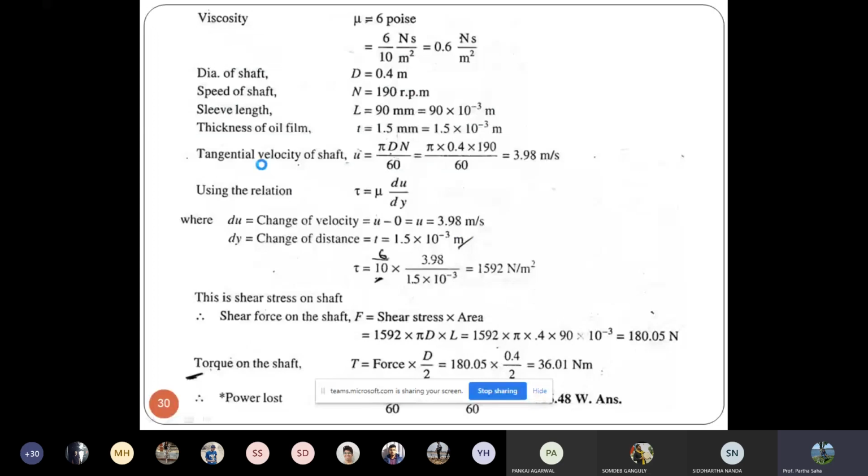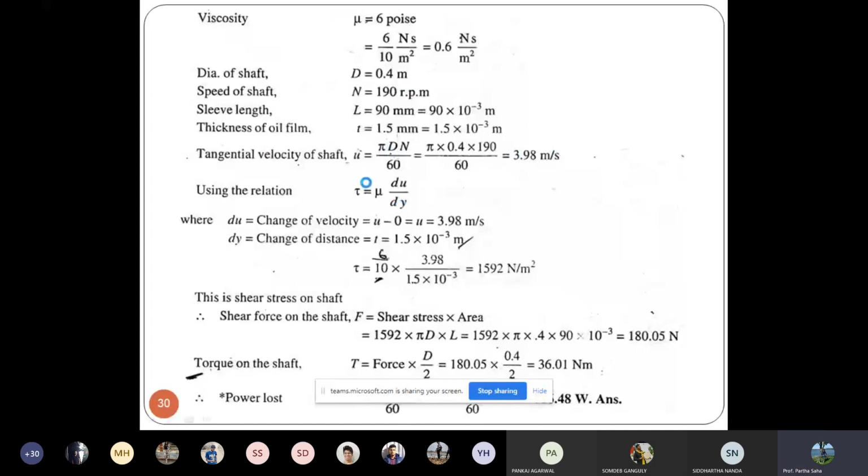So that will be 1.5 into 10 to the power minus 3. So what is the tangential velocity of the shaft? Because the shaft is rotating on its axis. So the tangential velocity will be pi dn by 60. That is the formula, right? U will be pi dn by 60, where n is the rotational speed, RPM, d is the diameter of the shaft. And if you put this value, then you get the tangential velocity, 3.98 meters per second.